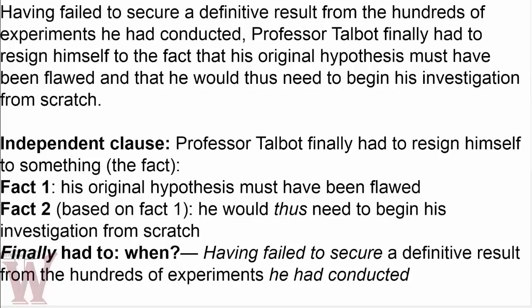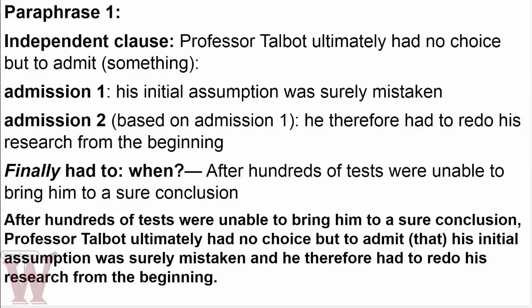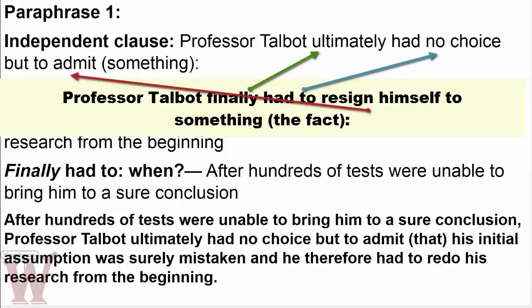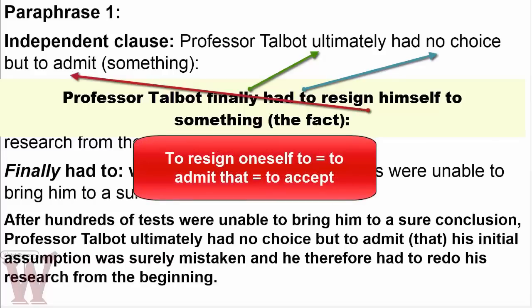So now that we've broken it up into all the little pieces, let's start changing words around, okay? Independent clause. So we had Professor Talbot finally had to resign himself to something. Professor Talbot finally, ultimately, had no choice but to admit. To resign himself to means to admit. So I've changed as many words as I can. Actually, all of them except for his name.